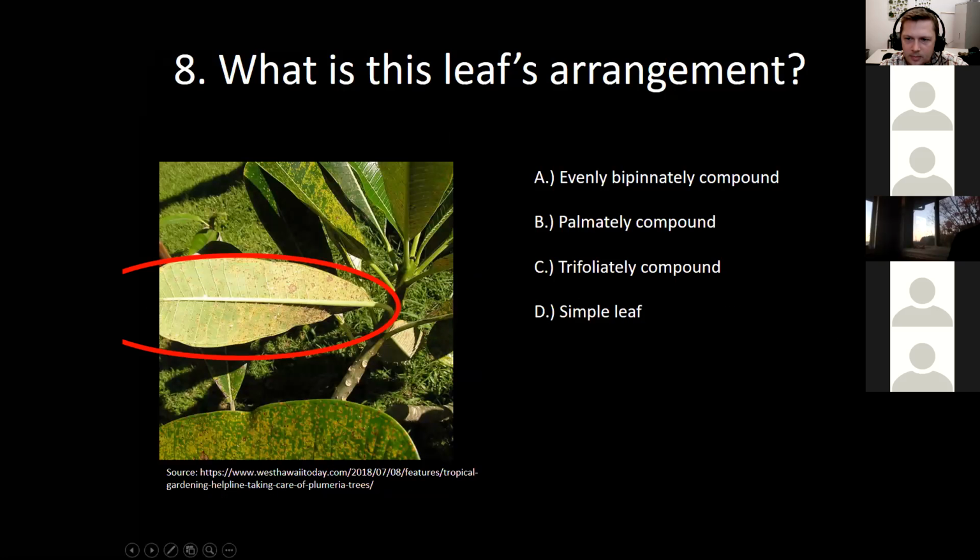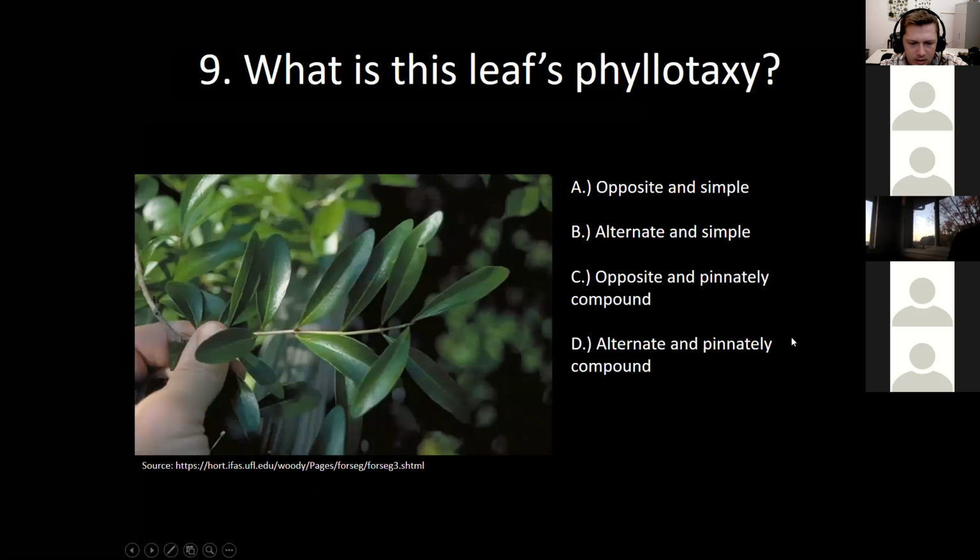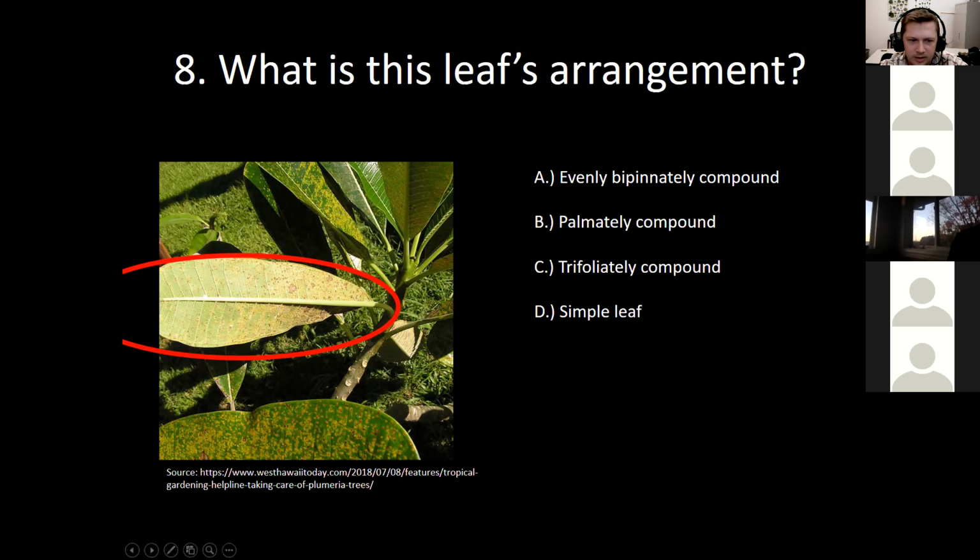All right. Plumeria leaf. Another good one for Florida. Oh, I'll keep it here for a little bit longer.